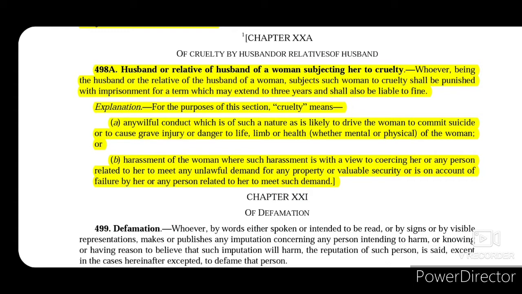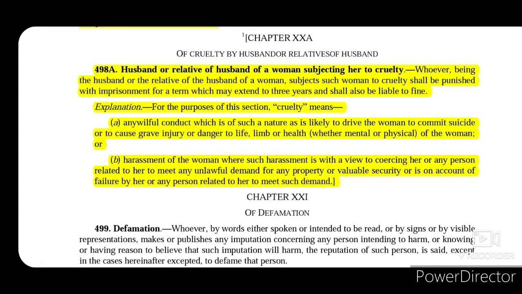Whoever being the husband or the relative of the husband of a woman subjects such woman to cruelty shall be punished with imprisonment for a term which may extend to 3 years and shall also be liable to fine. Now the explanation says that for the purpose of this section, cruelty means any willful conduct which is of such a nature as it likely drives the woman to commit suicide or to cause grave injury or danger to life, limb or health, whether mental or physical, of the woman.